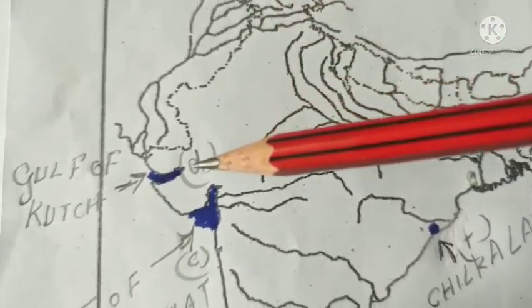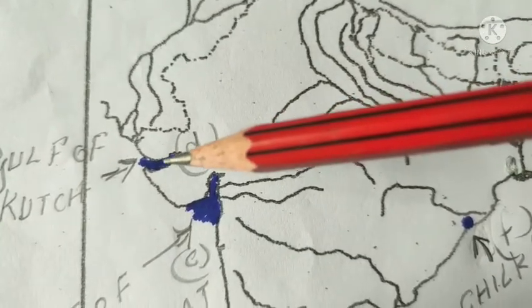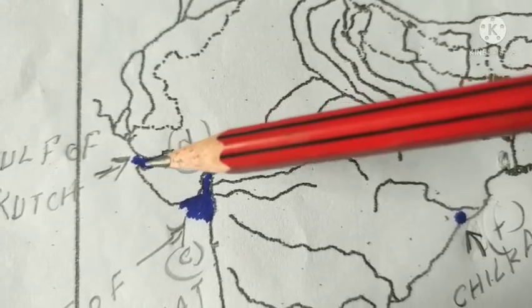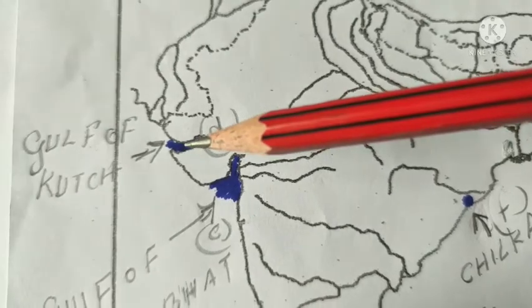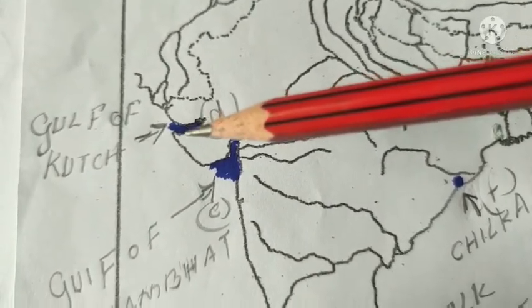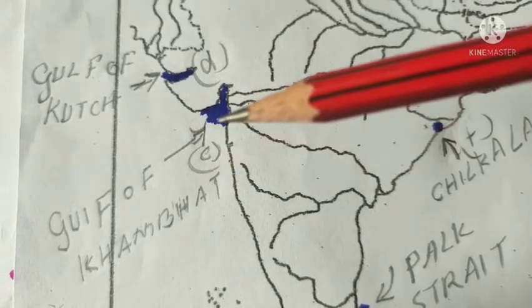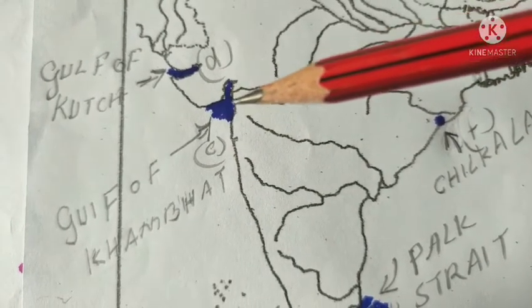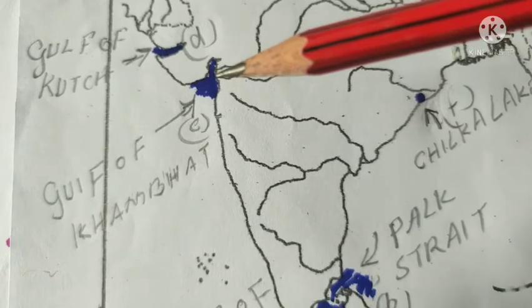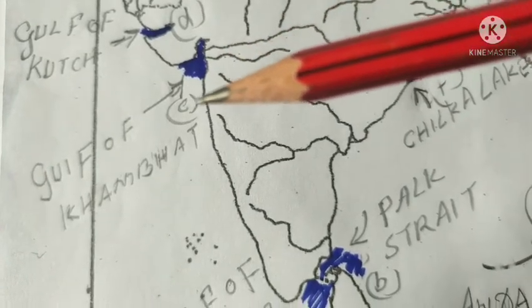Next is the Gulf of Kutch. It is in the Gujarat portion. So up to here, this portion you can highlight and mark and give the question number, and write the name in all capital letters. Next is the Gulf of Khambhat, which is also here. Up to here you can shade and mark and label them.